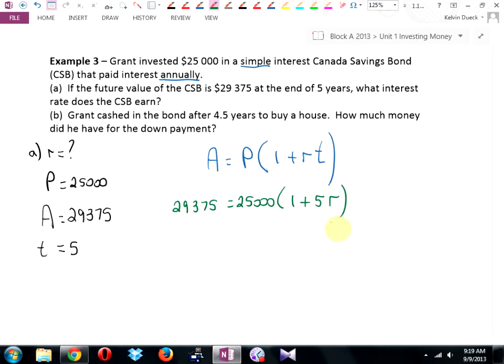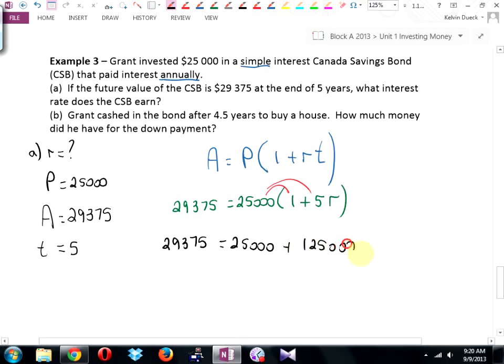Now what? Get rid of brackets? Can do. So I'm going to get $29,375 equals, Ellen, in your head, 25,000 times 1? We're starting off the year, keeping it real. Plus 25,000 times 5 times R. 25 times 5 is 125, so I'm going to say $125,000. Someone double check me. Like that.